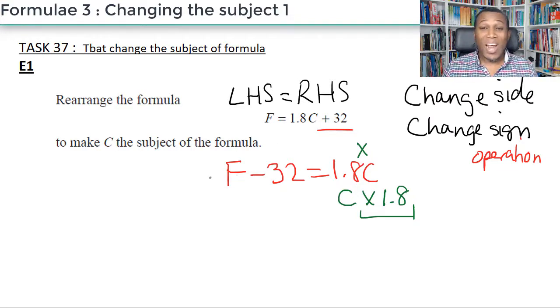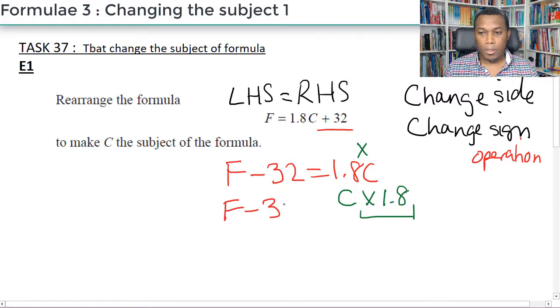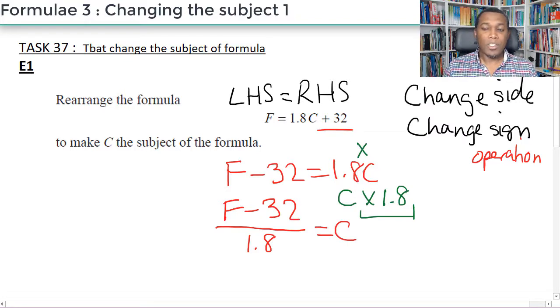The entire left-hand side, so all of F take away 32, has to be divided, and we'll use a fraction line to represent division, by 1.8, and that will give me C. What happened? C is being multiplied on the right hand side by 1.8. We want C by itself. We don't want 1.8C, we just want C. So the opposite of multiplication, we move the 1.8 to the left hand side and it becomes divide. So the entire left hand side has to be divided by 1.8.